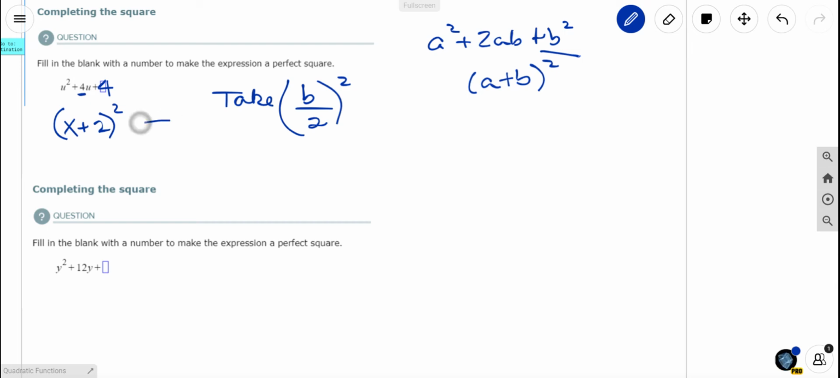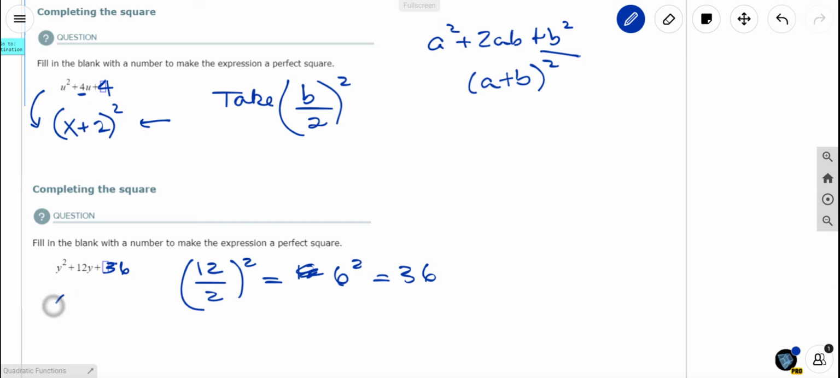They're not asking for this, but I guarantee you that's the only reason why you're learning it, is to be able to understand how to go from here to here. Okay, but right now it's super easy. They're just asking you, okay, complete the square. So you go 12 divided by 2 squared. Okay, 12 divided by 2 is 6. 6 squared is 36. And that's what goes right here. And if you were to factor it, you guys, you would get y plus 6 quantity squared.